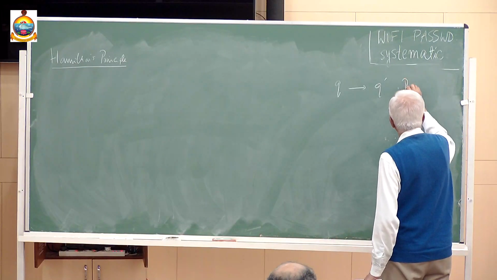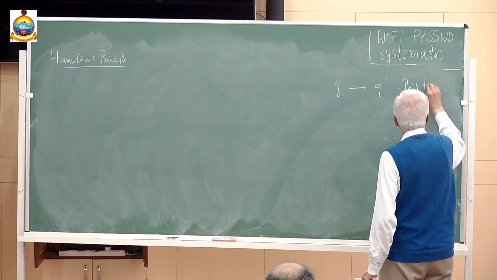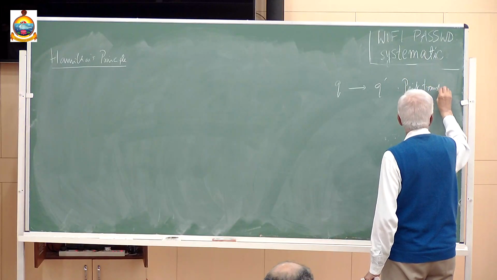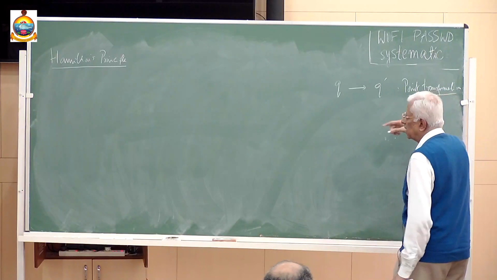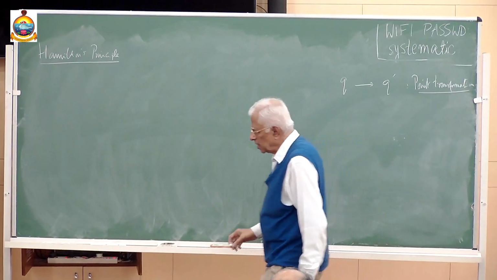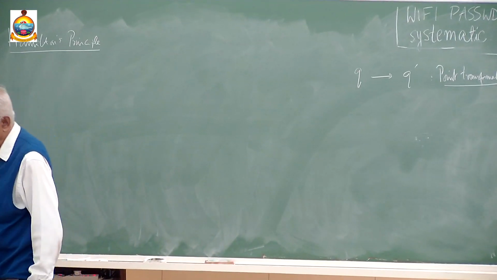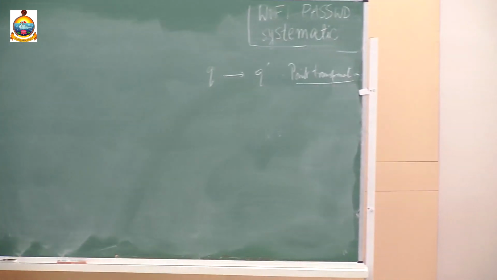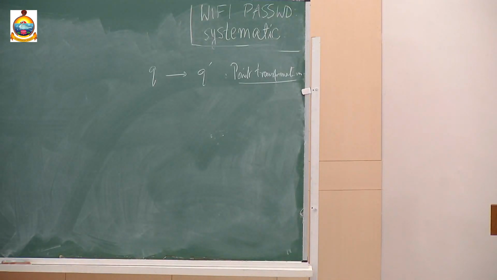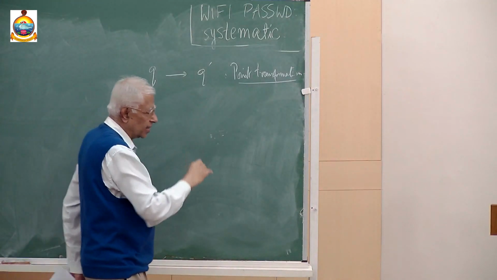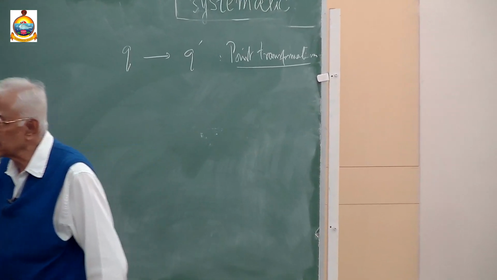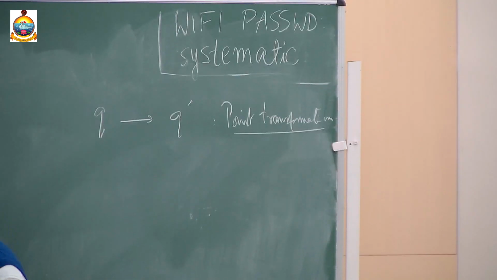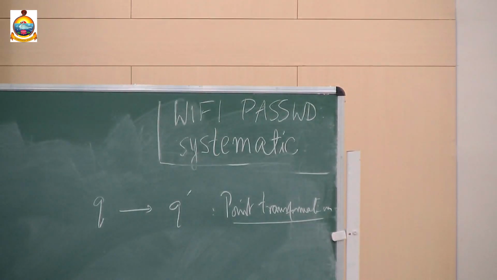Such changes of coordinates also have a name. They are called point transformations. I may come to this a little later in more detail. So, now Hamilton's principle is a way of expressing the equations of motion in which this covariance, this fact that Lagrange's equations do not care what generalized coordinates you use, becomes obvious. That is one of the great merits of Hamilton's principle.